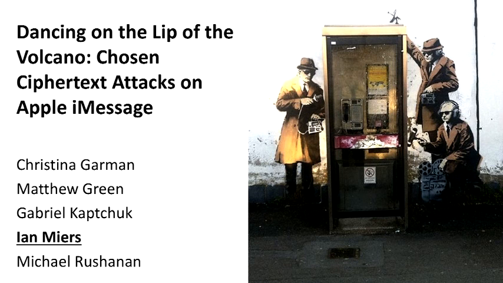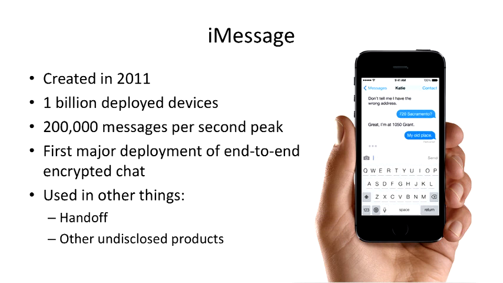Hi, so this is a talk on a new type of chosen ciphertext attack we developed in order to exploit a vulnerability we found in Apple's iMessage protocol. iMessage is, of course, Apple's end-to-end encrypted messaging protocol. It was first developed in 2011. It is now deployed on about 1 billion devices and handles a peak of about 200,000 messages a second.